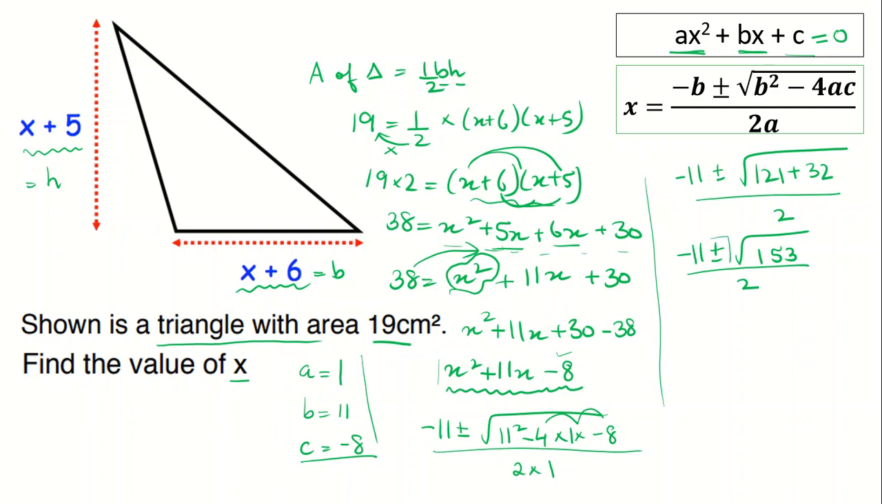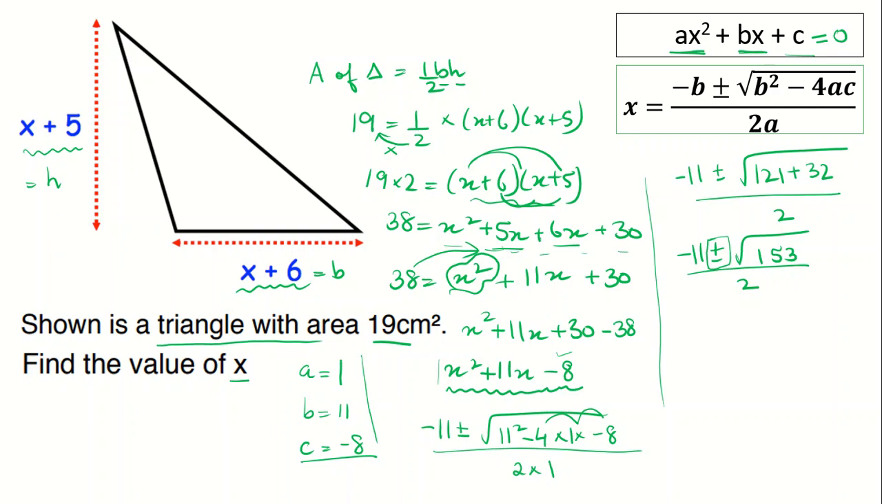Now, here's where I gotta open this up. As you can see, there's a plus and a minus. Whenever you take square roots, you have a plus sign and a minus sign, which means that you're always going to do negative 11 plus square root of 153 over 2. That's one part. And then the second one is negative 11 minus square root of 153 over 2. That's how you take it.